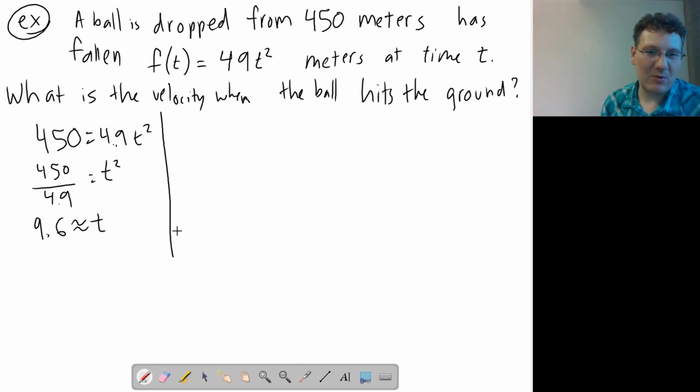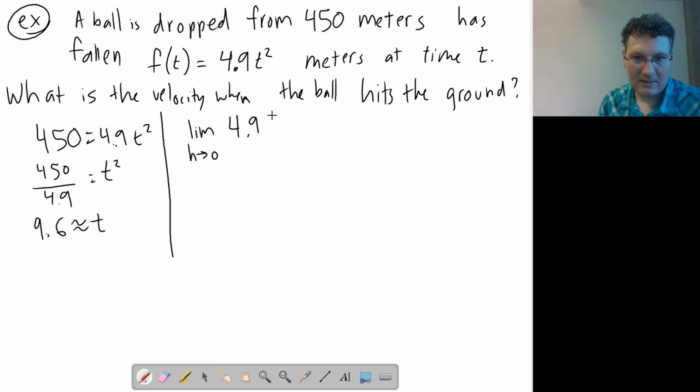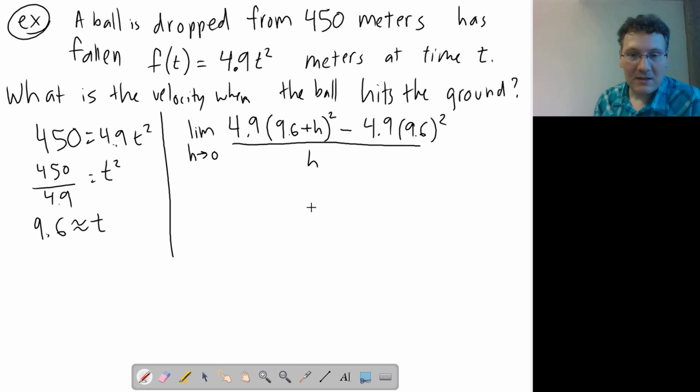So now that we know we're talking about when t equals 9.6, we're looking at the limit as h goes to 0 of 4.9 times 9.6 plus h squared minus 4.9 times 9.6 squared. Now I'm not going to multiply out 9.6, but I am going to do similar things to what I did before. So I'm going to pull out the 4.9, and I'm going to get a very similar kind of thing happening.